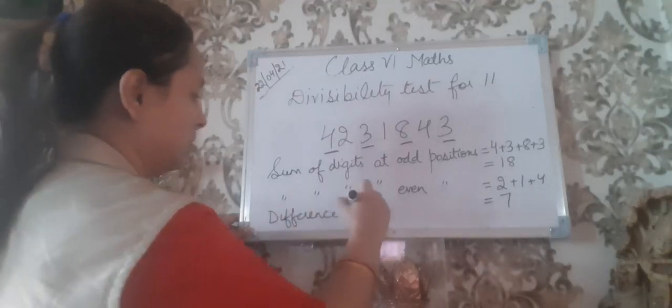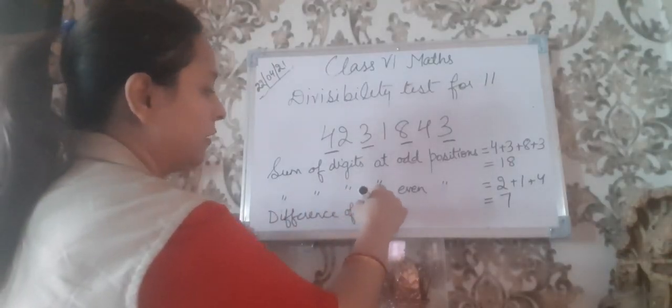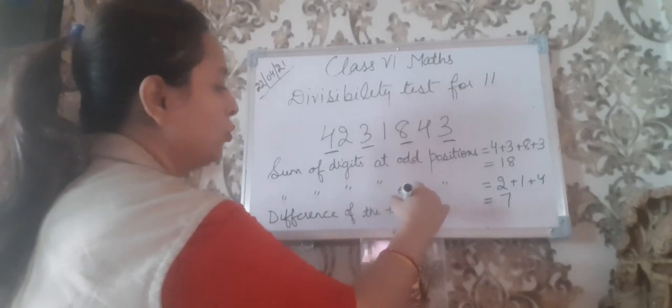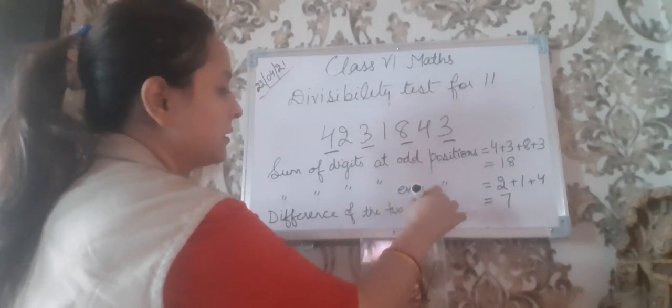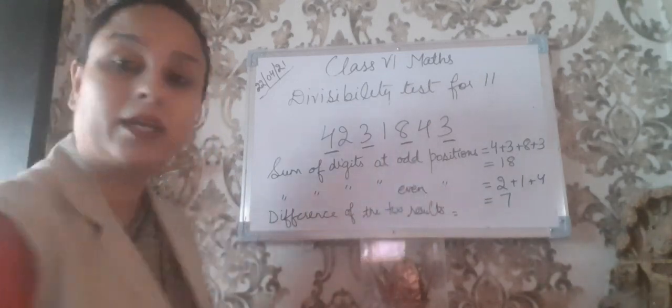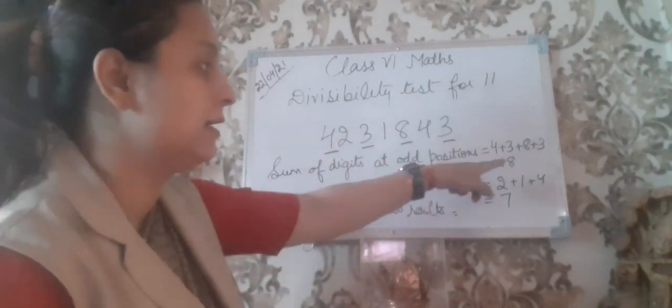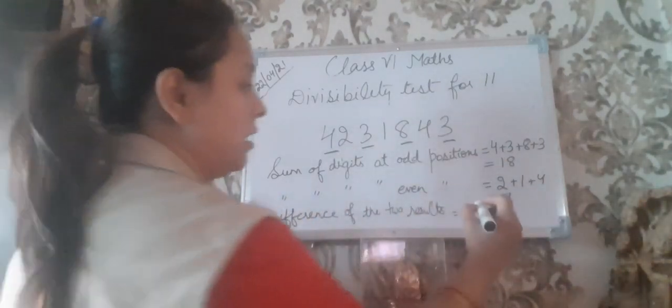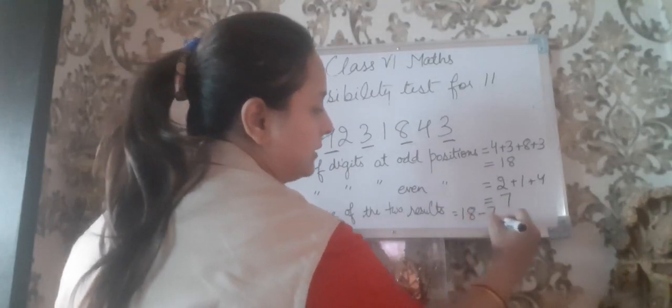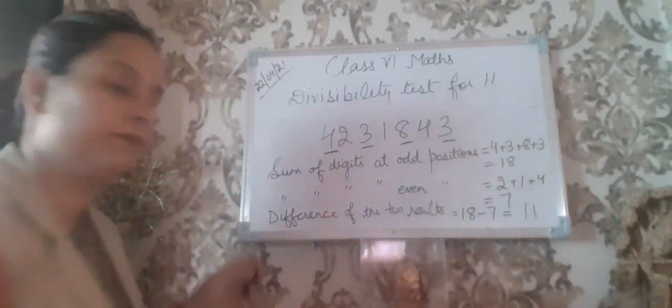Now, what is the difference of the two results? What is the difference of the two results? That is 18 and 7. The difference is 11.